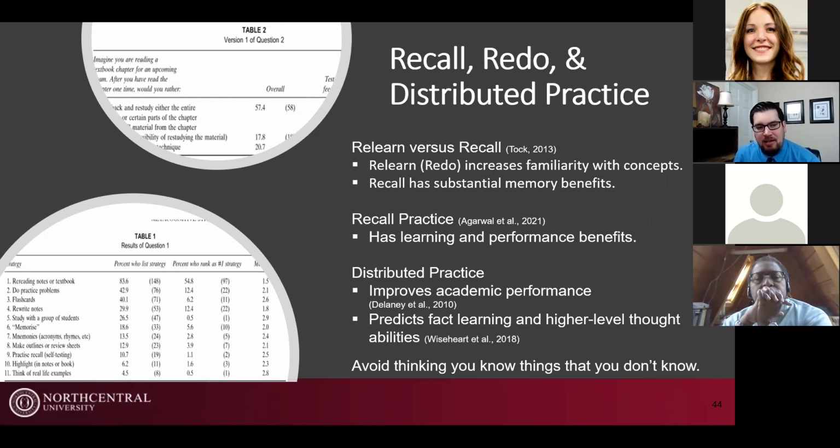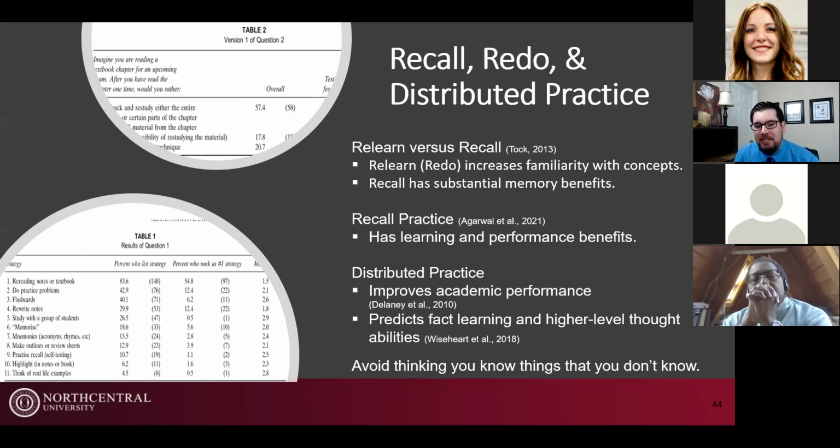Erickson's student, Jamie Talk, studied recalling information versus redoing it or relearning it. He said that relearning involves rereading notes or text. It increases familiarity with concepts. We're familiar with it; we remember, oh, I remember reading that. Whereas self-recall involves attempting to bring back course material from memory.